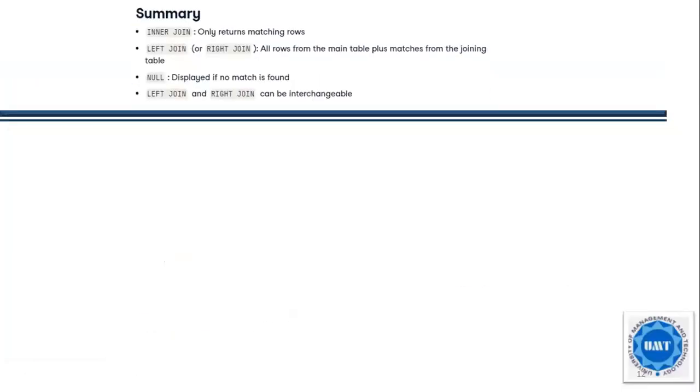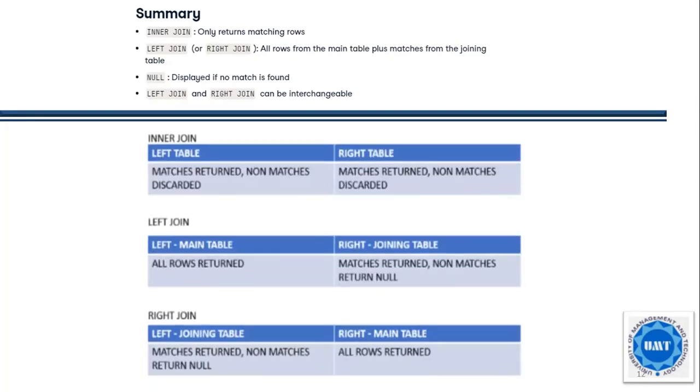Summary of the joins. Inner join only returns the matching values. Left join or right join returns all rows from the main table plus the matches from the join table. For example, if we are using the right join, then all the rows from the right table, and if we are using left, then we are adding all the rows from the left table. Null is displayed if no match is found. And left and right joins can be interchanged. So these are the differences between the joins in SQL Server.